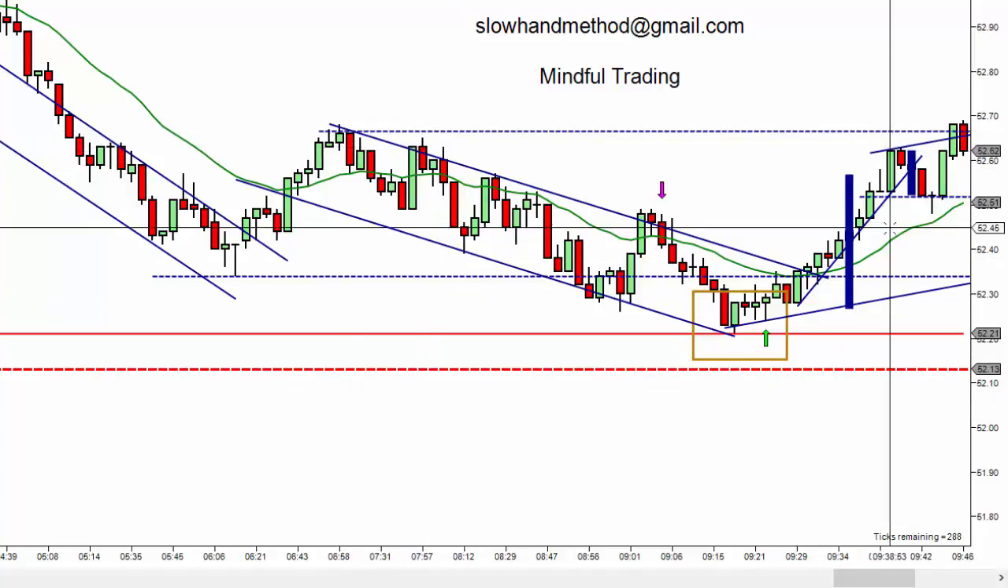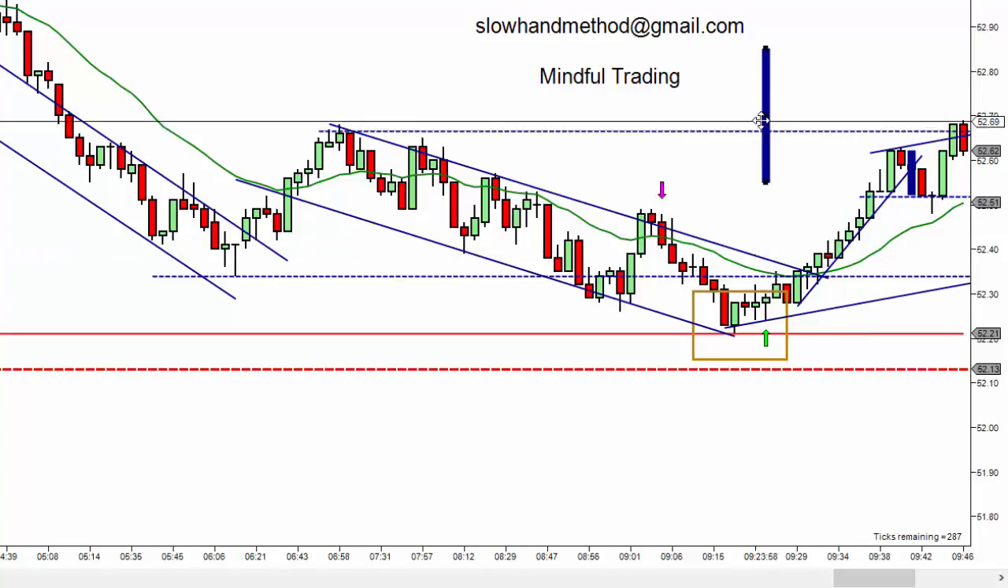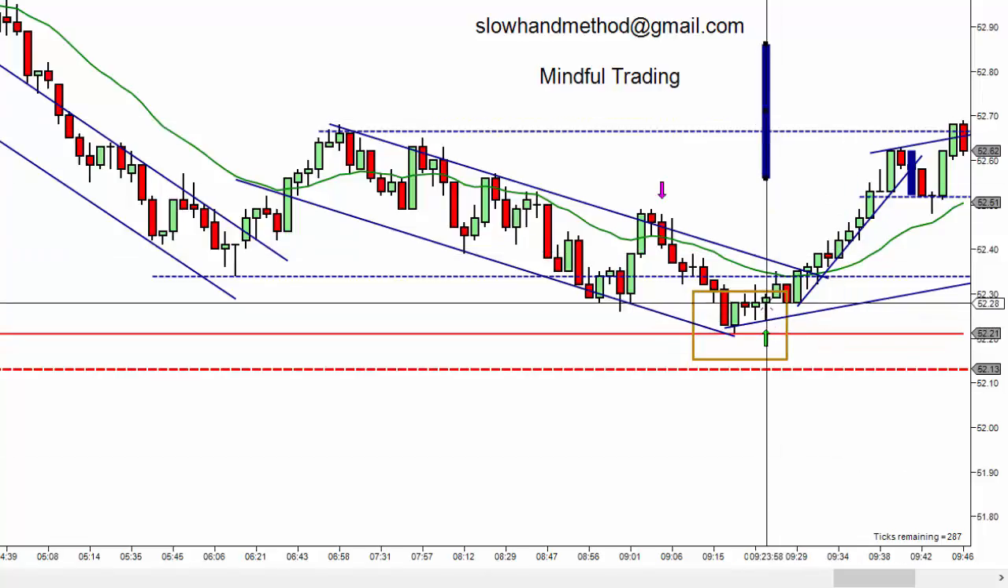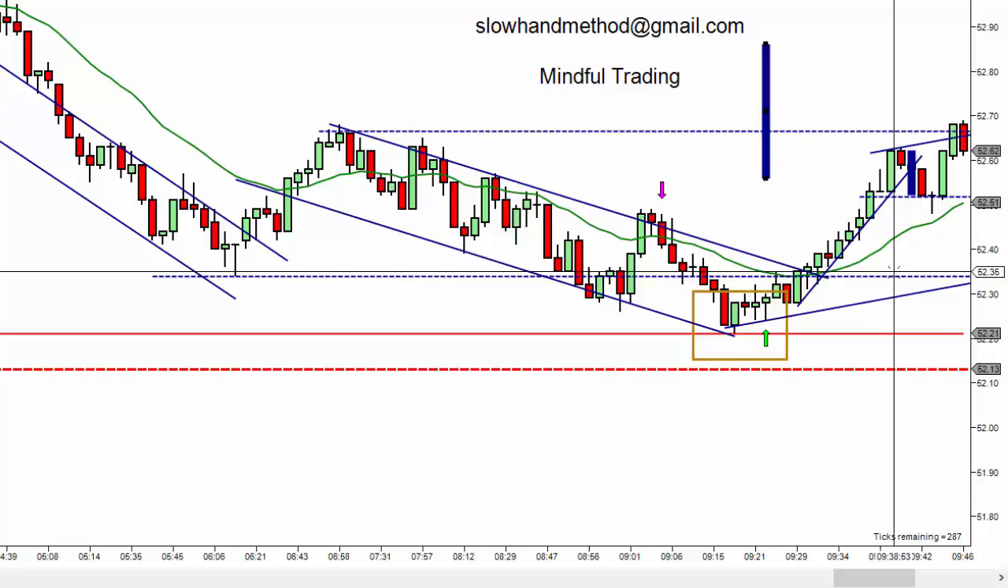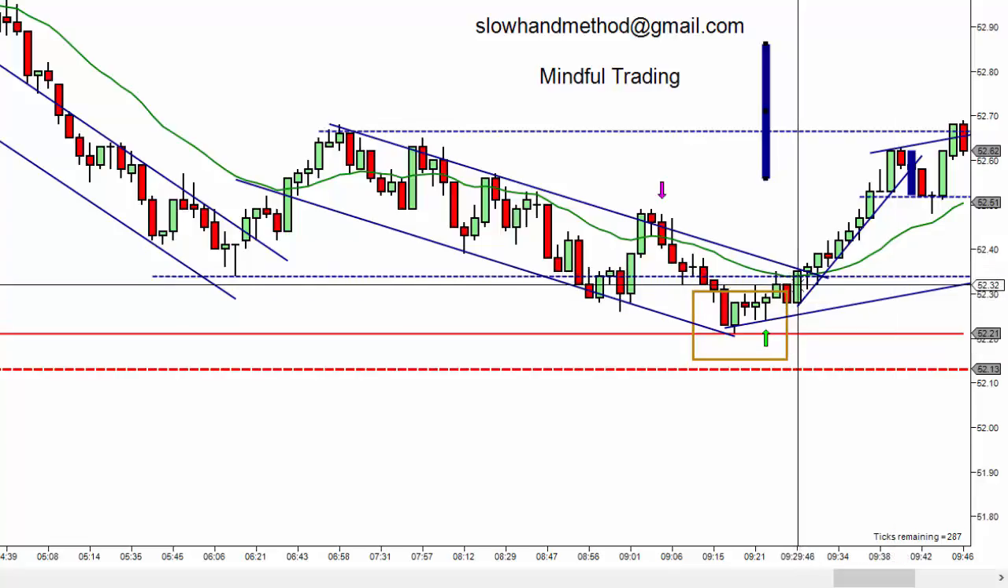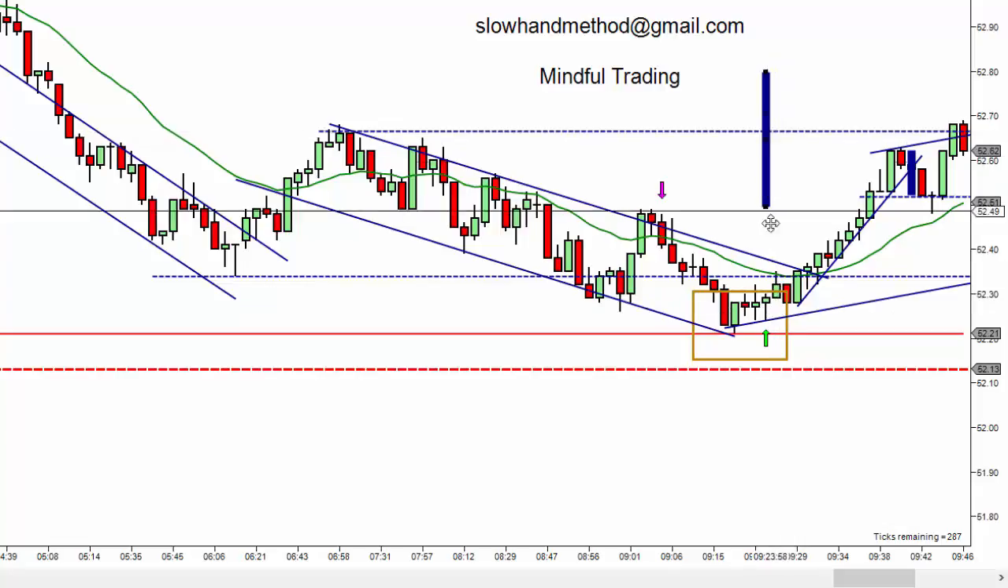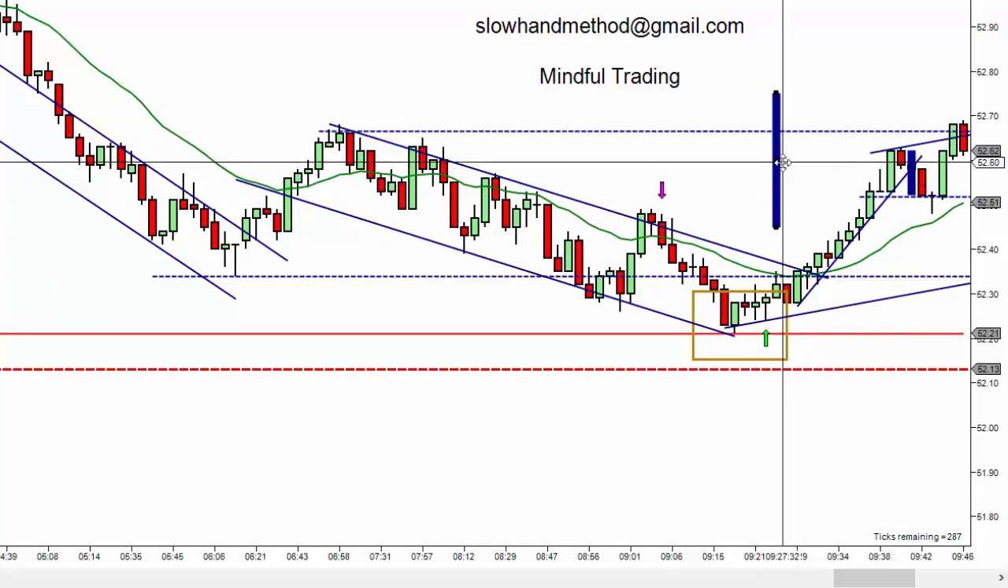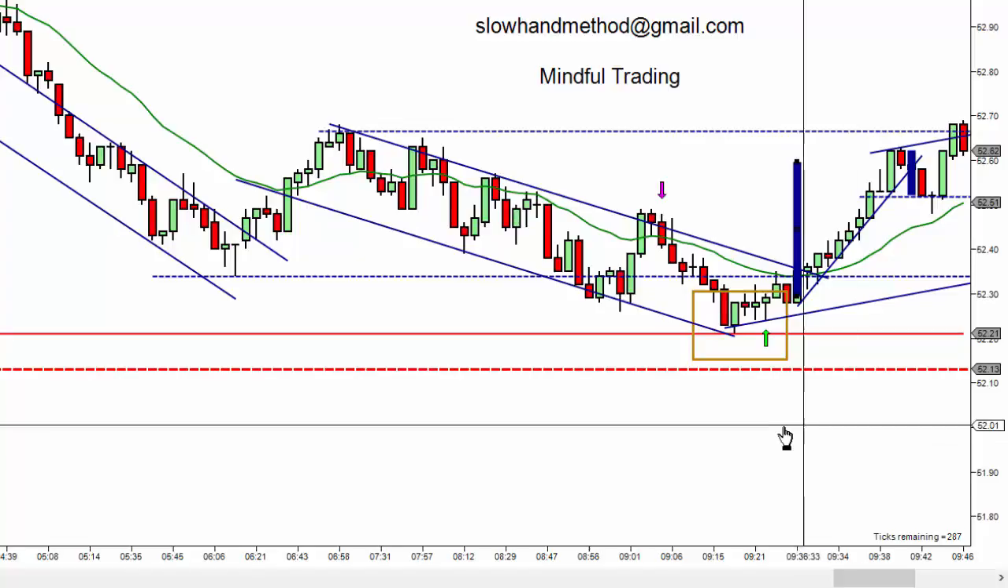Price moves up here fairly rapidly. And how rapidly? Let's take a look at the timing. If this is the move, it starts here at 9:23. By the time it gets to here, it's 9:38. So let's say that this 30 tick move took 9 minutes to go plus 30 ticks.